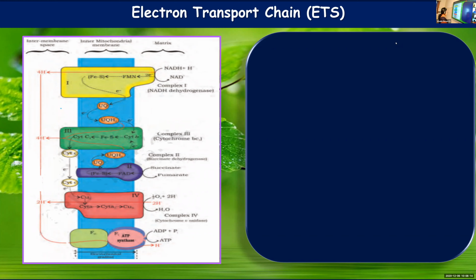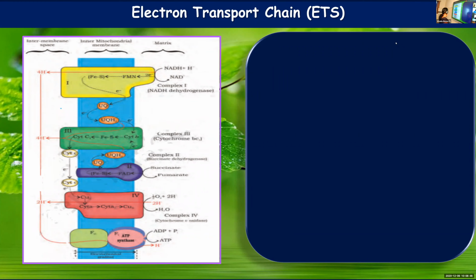Now, complex 2 is formed of succinate dehydrogenase and iron sulfur compounds, and succinate dehydrogenase will convert succinic acid into fumaric acid during Krebs cycle, resulting in the production of FADH2. And complex 3 is cytochrome BC1. Cytochrome B, cytochrome C1 along with iron sulfur compounds will form complex 3.